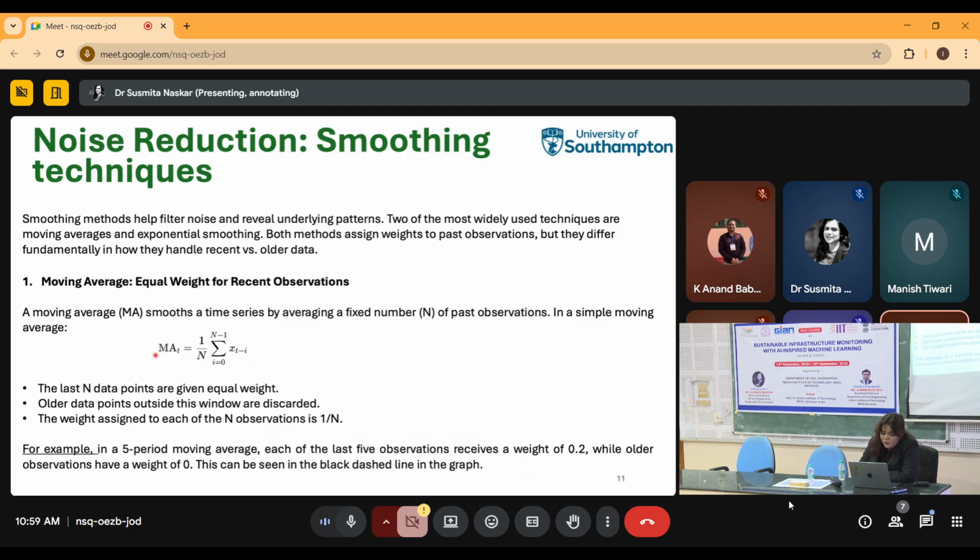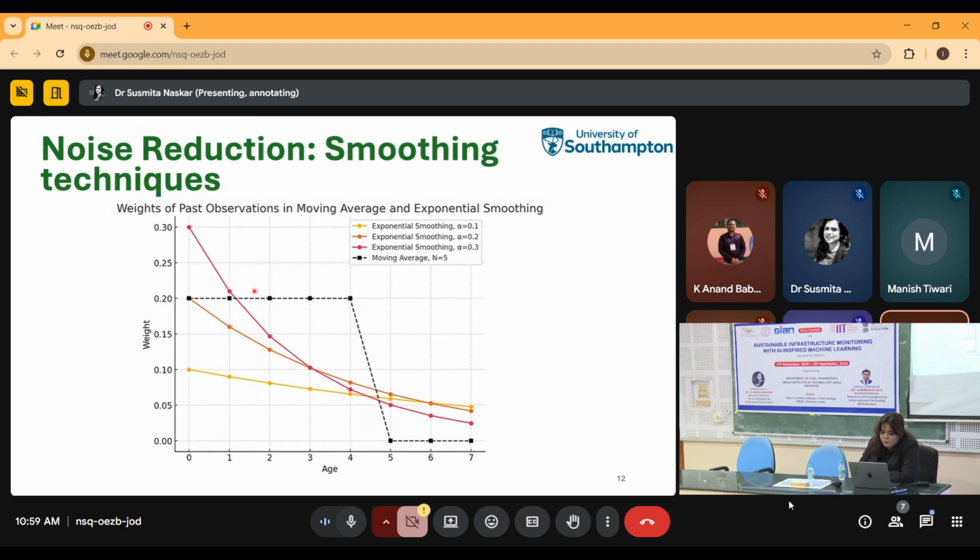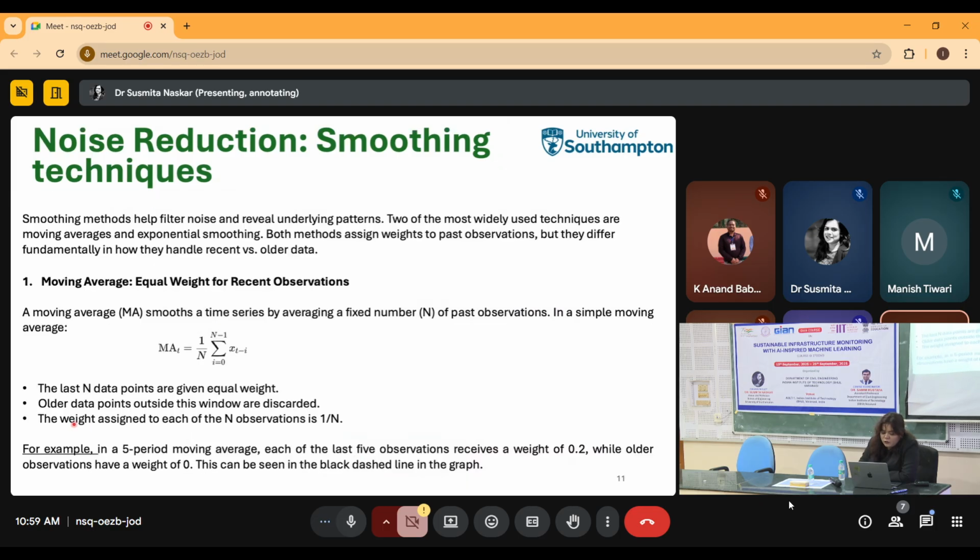So what is MA? MA is the moving average, and it smooths over time t, where t is the time, by averaging a fixed number n of past observations, okay. Basically, the last n points are given equal weight and the older data outside the window are discarded. That's the reason in this graph, the black one, everything became 0, right? The weight assigned to each of the n observations is 1 by n. So this is generally the equation by which we use the smoothing pattern.